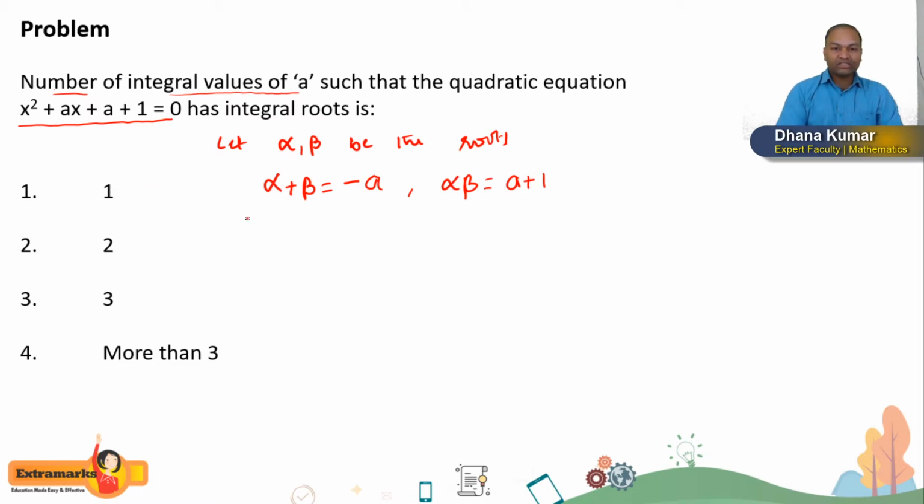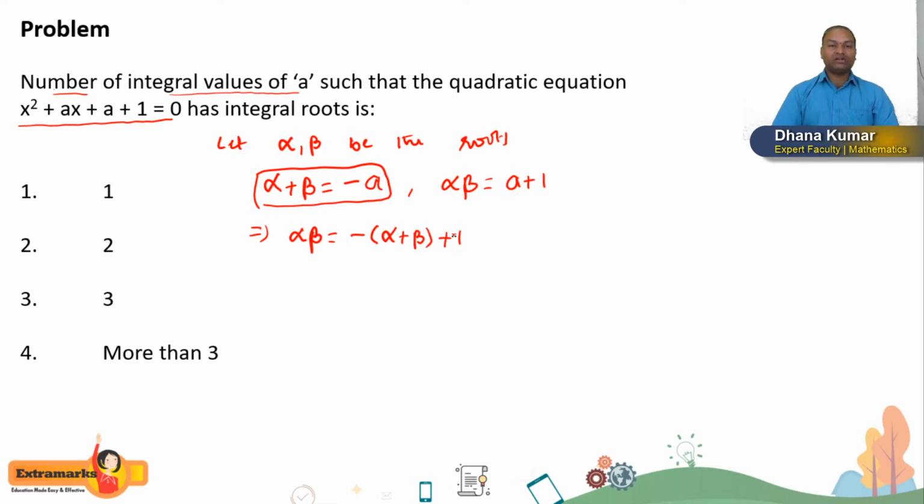Understood? So that implies, just you see here, using this equation, alpha beta is equal to a. But using this equation, how much is the a value? Minus of alpha beta. Multiply both sides with minus sign. So minus of alpha plus beta plus 1. Correct or not? Right. Minus, shift this side, it becomes plus. So alpha plus beta plus alpha beta equal to 1. Here, in terms of alpha beta, only one equation.